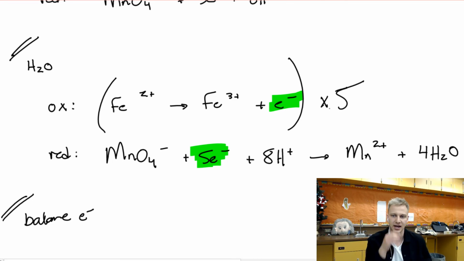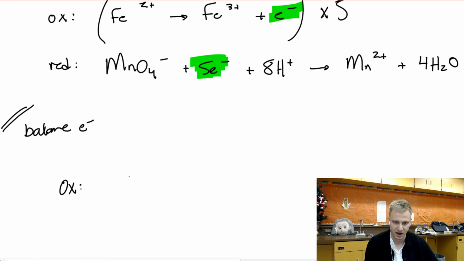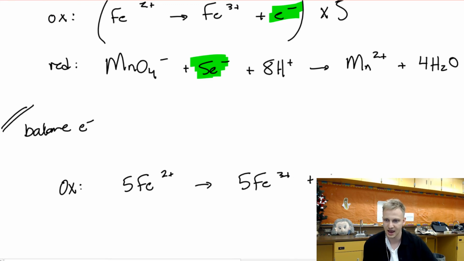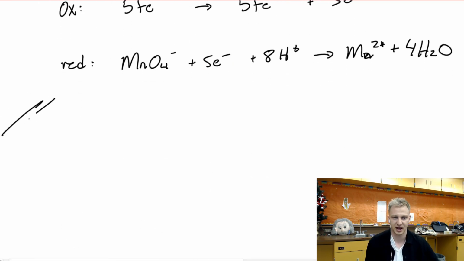you're going to take that whole reaction and multiply it by 5 to make sure that we have an equal number of electrons. And so we're going to end up with 5 Fe2+ reacts to produce 5 Fe3+ and 5 electrons. We're going to do our reduction reaction now where we didn't change anything, so it's just MnO4- plus 5 electrons plus 8 H+ reacts to produce Mn2+ and 4 H2Os.